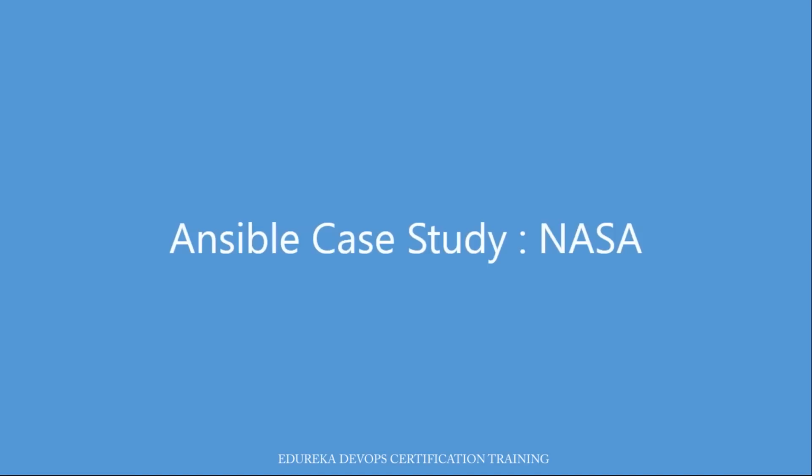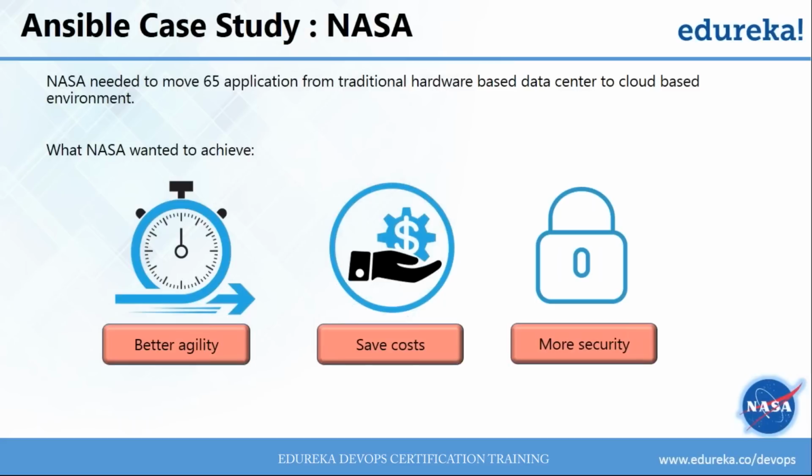Now let us take a look at the case study of NASA. What were the problems that NASA was facing and how Ansible solved all those problems? Now, NASA is an organization that has been sending men to the moon. They are carrying out missions in Mars, and they're launching satellites now and then to monitor the Earth. And not just the Earth, they are even monitoring other galaxies and other planets as well. So you can imagine the kind and the amount of data that NASA might be dealing with.